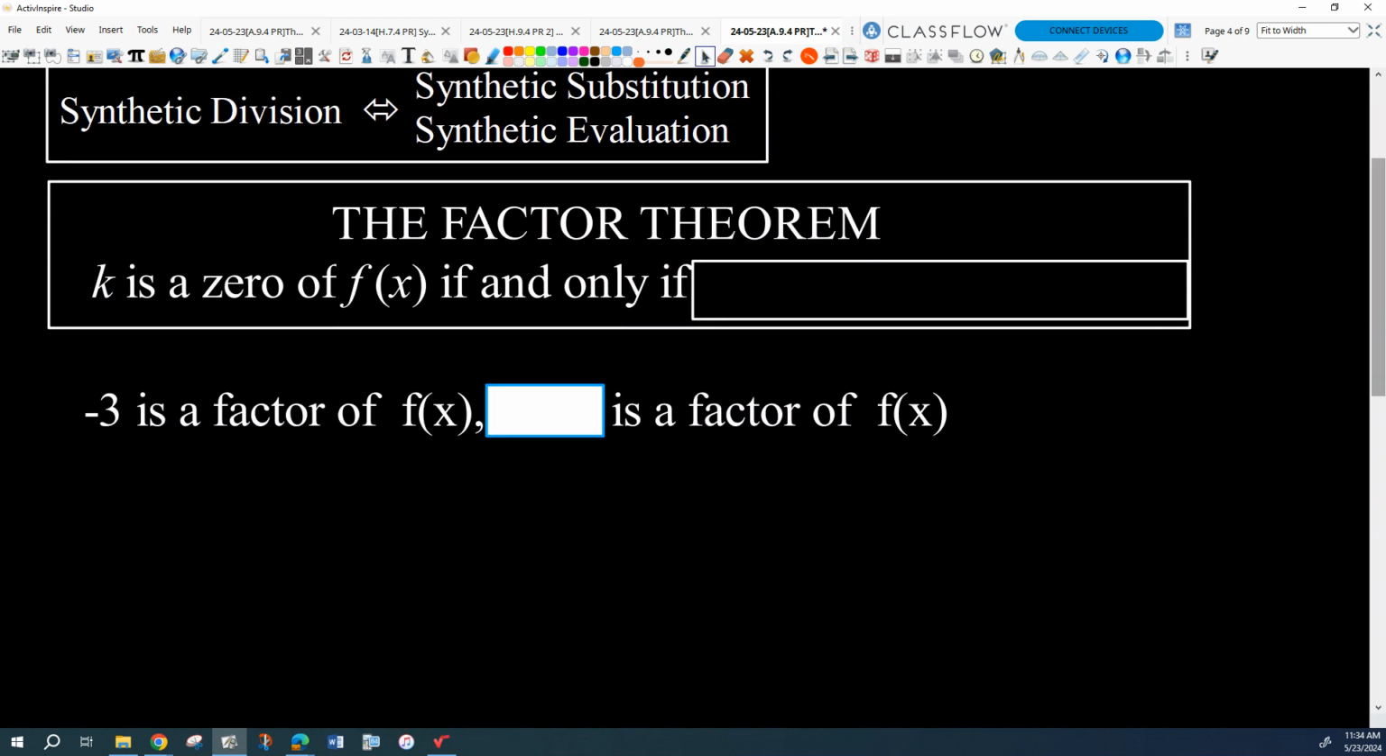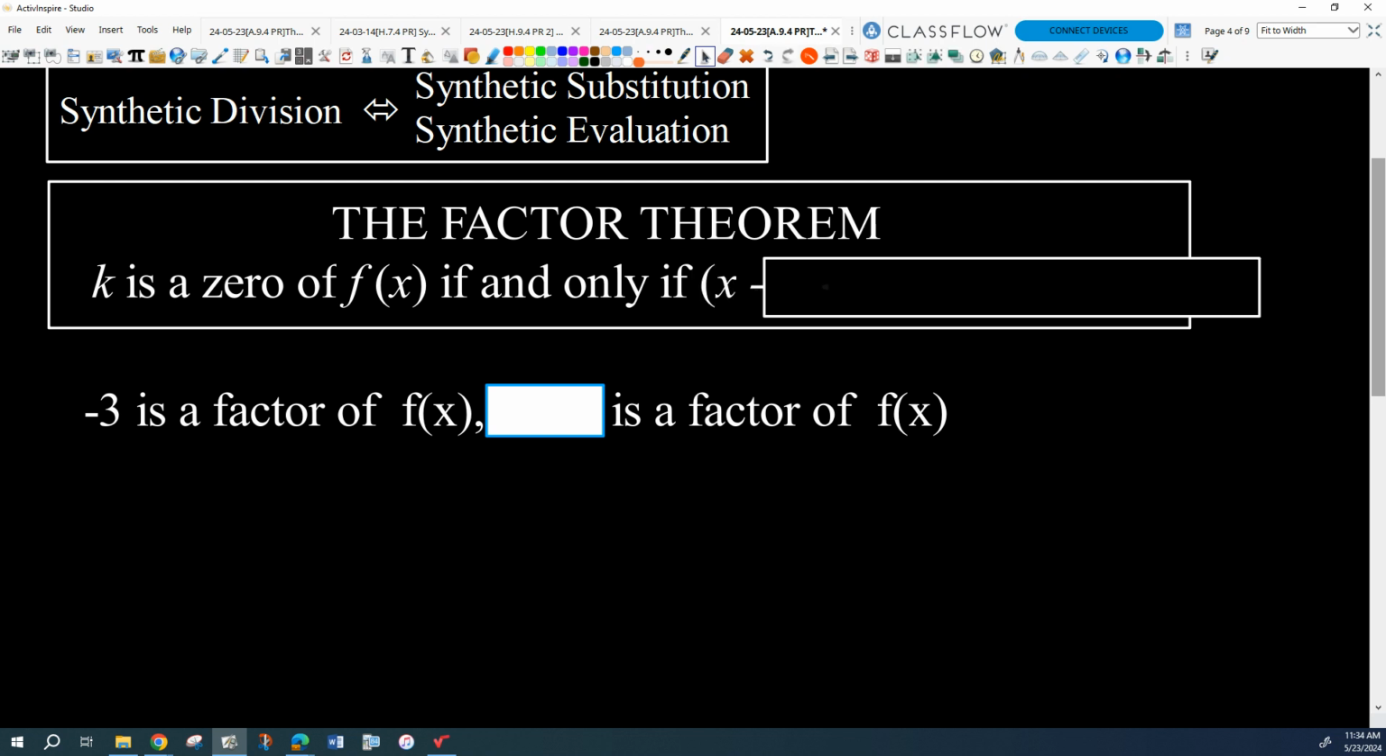Here's why it's important. If k is a 0 of the function, then I'm getting a 0 in the remainder box. And what's that tell you about x minus k? Plugging the number k in front of this synthetic bracket is either plugging it in to use substitution or doing division. But if the remainder is 0, what happens when I do the division? Is x minus k a factor or not if I get a remainder of 0?